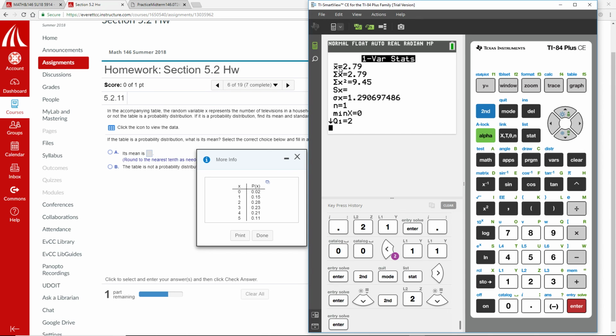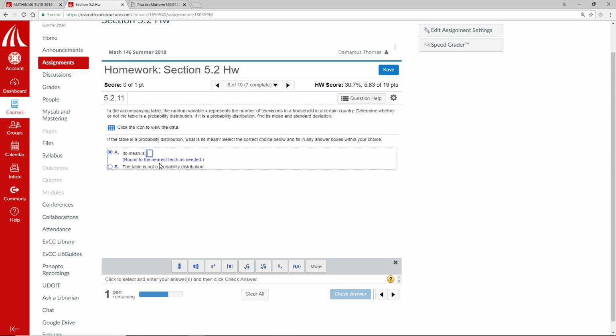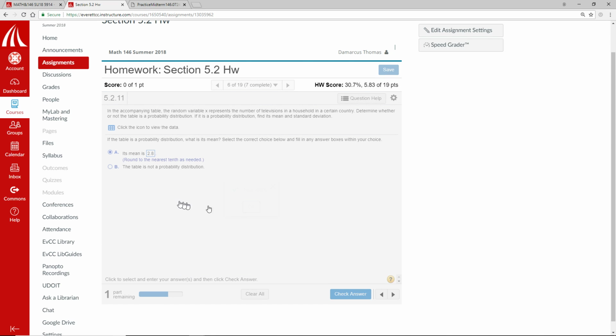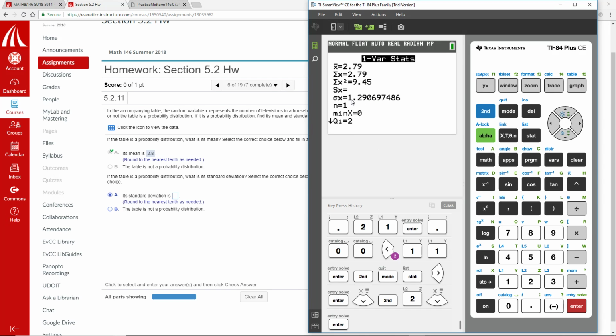The mean, and it even gives us the deviation. Sigma x is 1.29. The mean is 2.79. So I'm going to put that in. 2.79, but if you round it, 2.8. The standard deviation, rounding it to the nearest tenth, is 1.3.